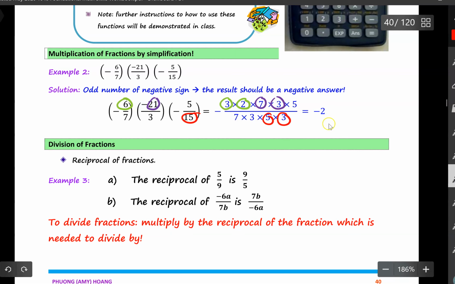So by simplification, now I am going to look for the same number in the numerator as in the denominator, so I can cross them out. Okay, so let's do this.